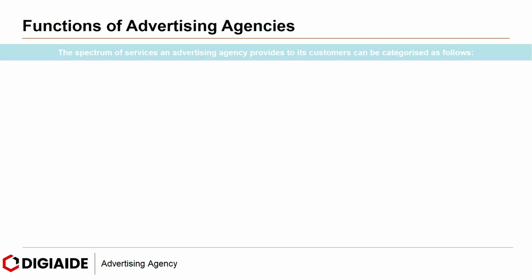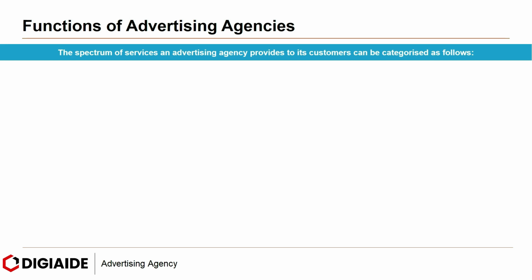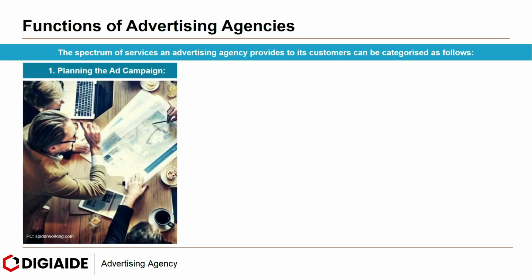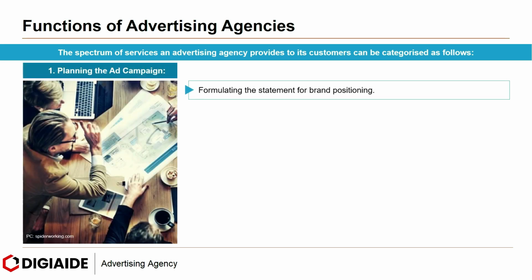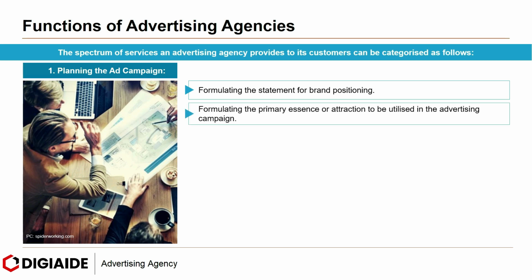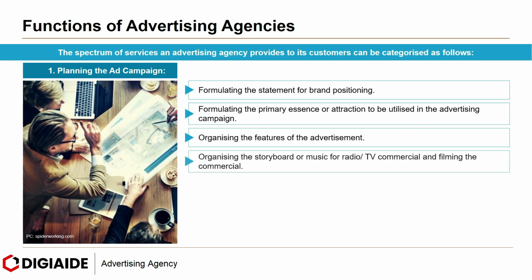Moving further, functions of advertising agencies. The spectrum of services an advertising agency provides to its customers can be categorized as follows. First, planning the ad campaign. Formulating the statement for brand positioning. Formulating the primary essence or attraction to be utilized in the advertising campaign. Organizing the features of the advertisement. Next, organizing the storyboard or music for radio or TV commercials and filming the commercial. Creating the advertisement.